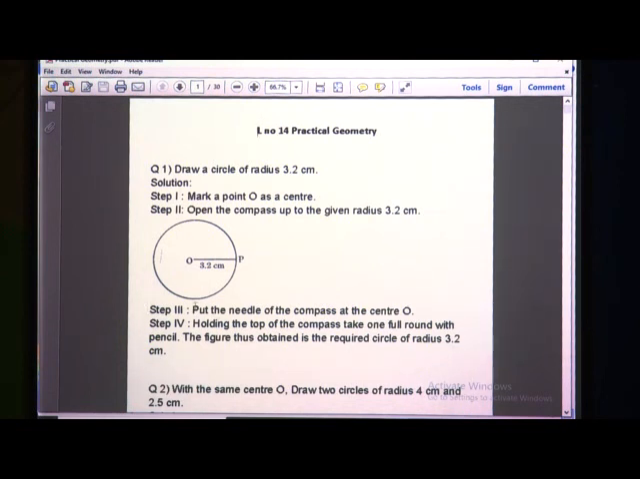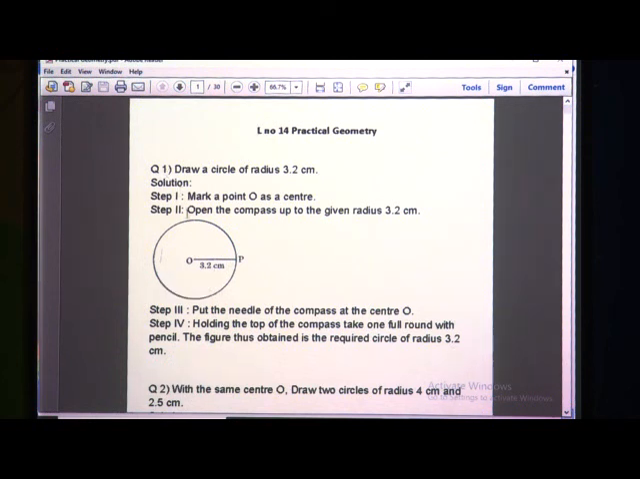So step 3 is, put the needle of the compass at the center O. The pointer, the needle, means the pointer of the compass that we have placed on the point O, and we have drawn a circle of radius 3.2 centimeter. Step 4, holding the top of the compass, take one full round with pencil. The figure thus obtained is the required circle of radius 3.2 centimeter. Thus we have constructed a circle of radius 3.2 centimeter.